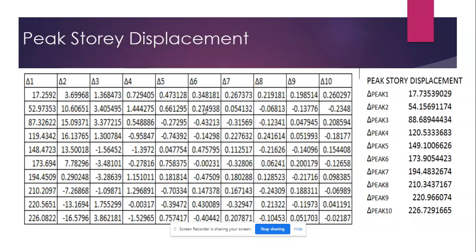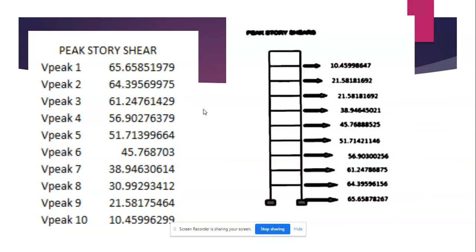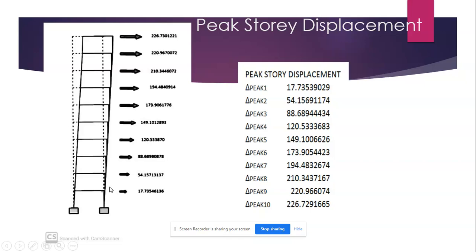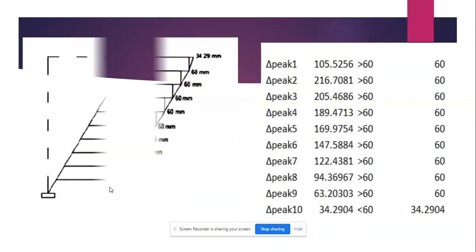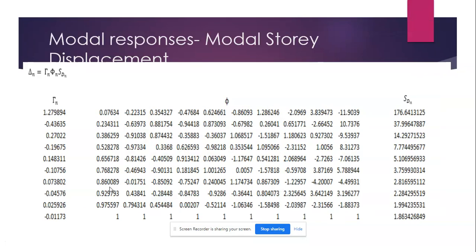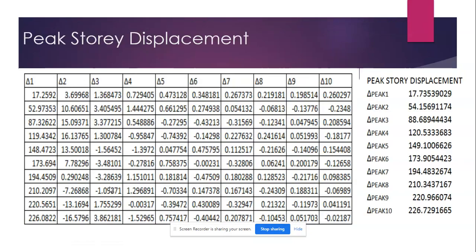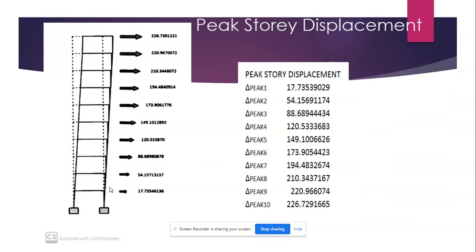So peak story displacement. The displacement here is 7, here is 17, 54, and here is 80, 88, and so on and so forth.